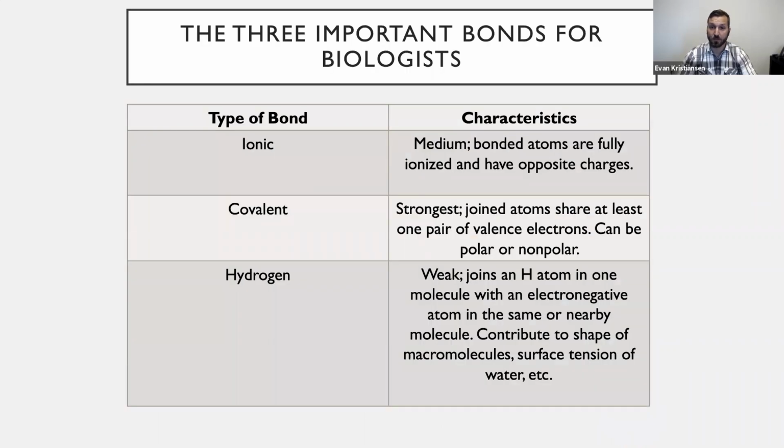Okay, so to review, the three important bonds for biologists are ionic bonds, which have a medium strength and are atoms bonded together with opposite charges, where one atom donates its electron to the other. The covalent bond, which is the strongest, where the joined atoms share one pair of valence electrons, or sometimes more, and these can be polar or nonpolar bonds. And hydrogen bonds, which have a weak bonding strength, but can be strong in aggregate.